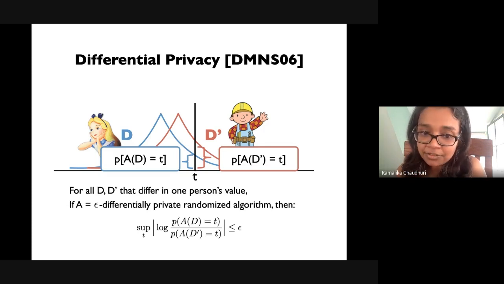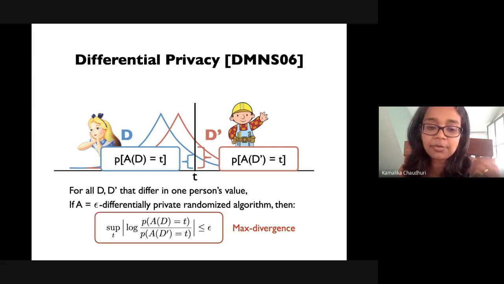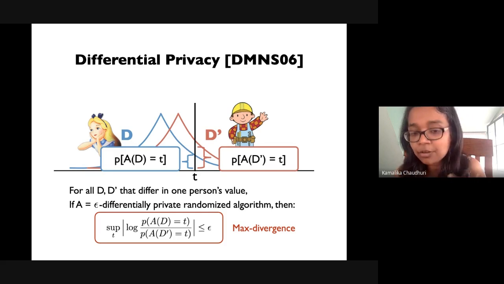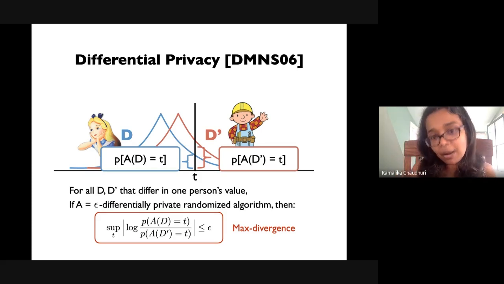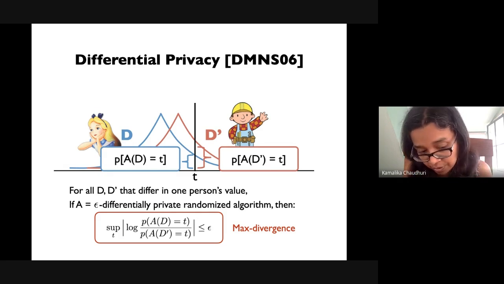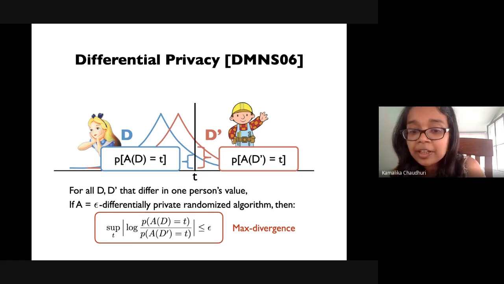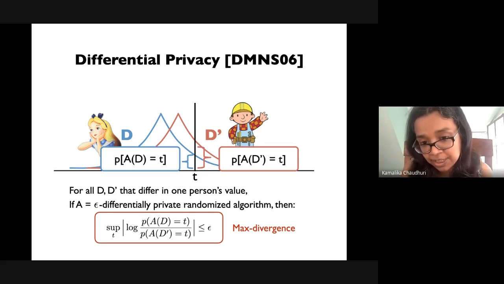And in classical differential privacy, the way we do this is by making sure that if you change one person's value, the two distributions are close in what is called max divergence, right? And this is kind of what it looks like. If you take the supremum over t, then the absolute value of the log of the likelihood that A of D equals t, over the likelihood that A of D prime equals t, is at most epsilon.